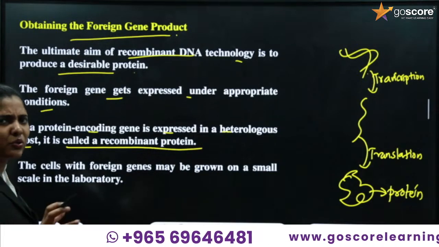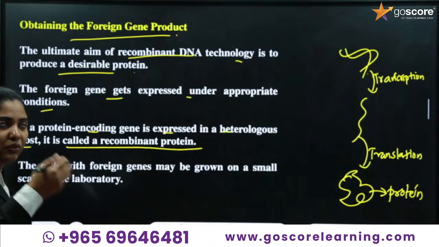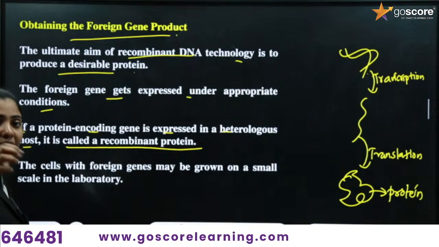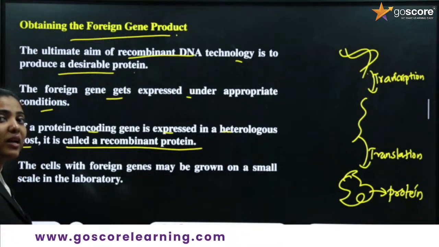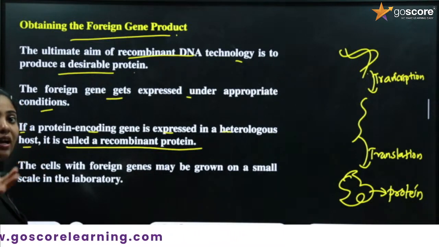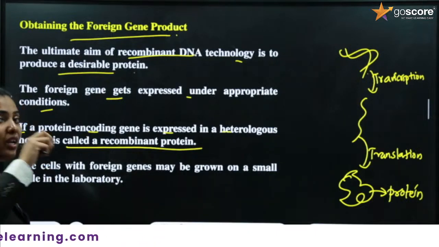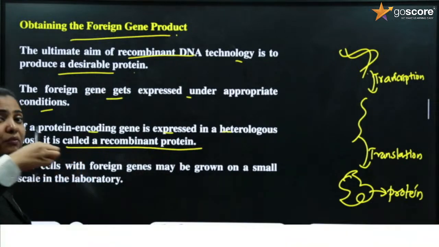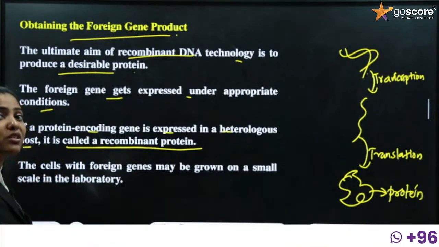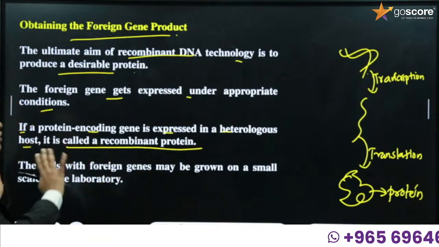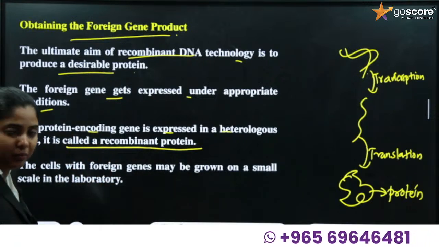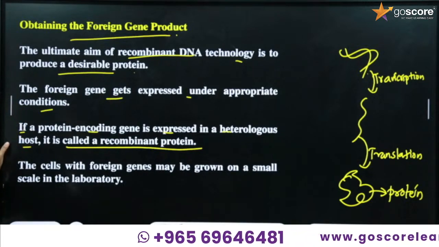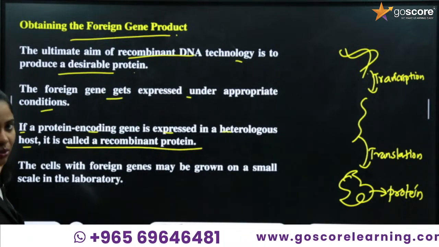Heterologous host means, if we are isolating a DNA from one species of bacteria and we are giving it to another species of bacteria as host, and we are getting a particular protein from that other species of host, then we can call it a recombinant protein. What is the condition here? It has to get expressed within the heterologous host.